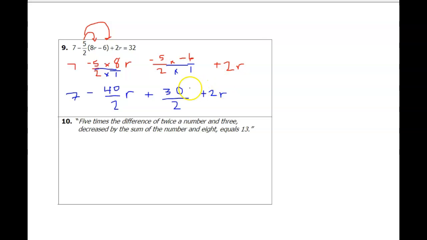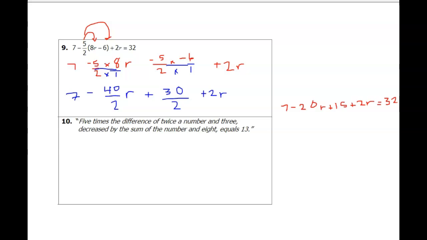$15. Okay, so guys, I'm not going to leave these like this. I'm going to rewrite this because it doesn't look good. So I'll rewrite this as 7 minus 20R plus 15 plus 2R equals 32.